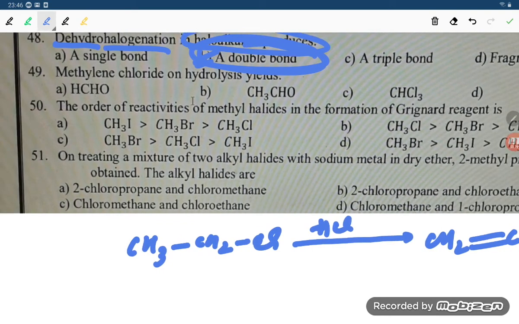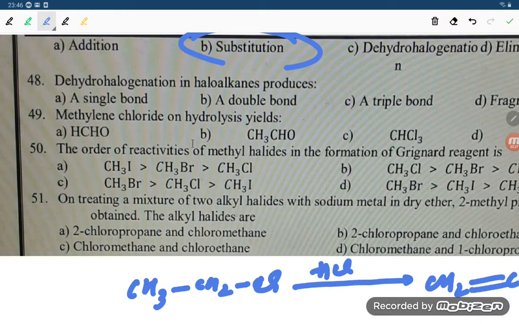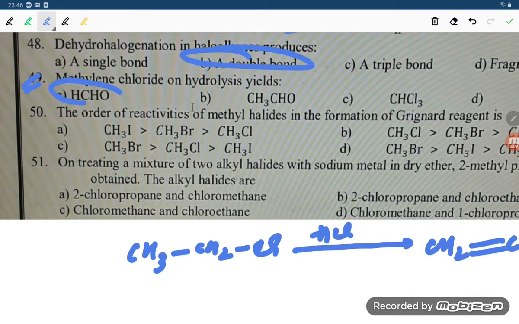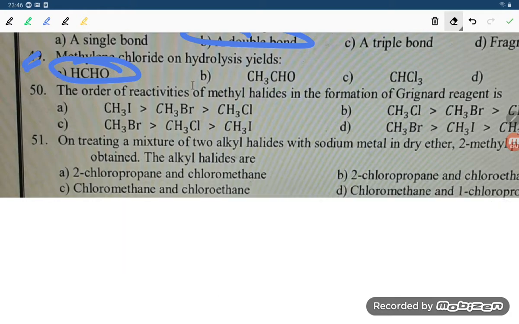Now let us move to the next question. It was the double bond. Next question is 49. Methylene chloride on hydrolysis gives formaldehyde, student. You can check with the option also.